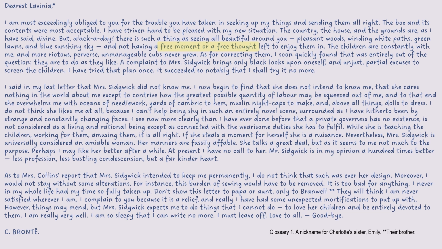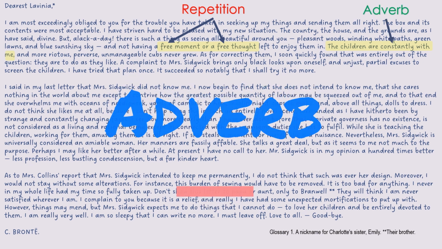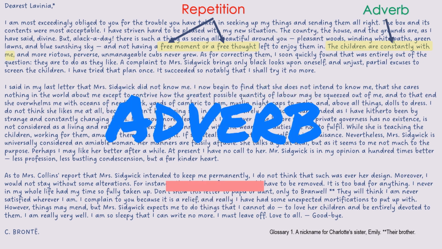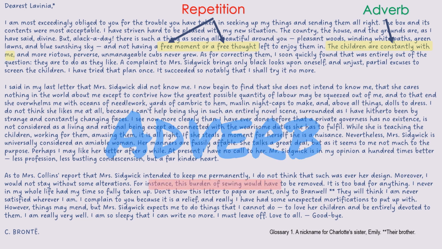So first of all, we've got the repetition of free, not having a free moment or a free thought. This repetition emphasises the lack of freedom she feels in this role. When she says the children are constantly with me, the verb constantly suggests she feels she gets no respite from the children, and it suggests it's not a positive thing that the children are always there.